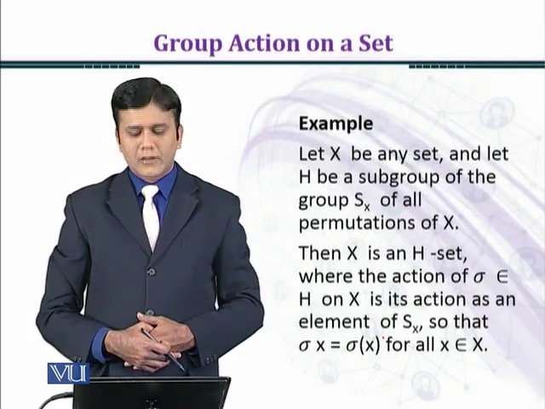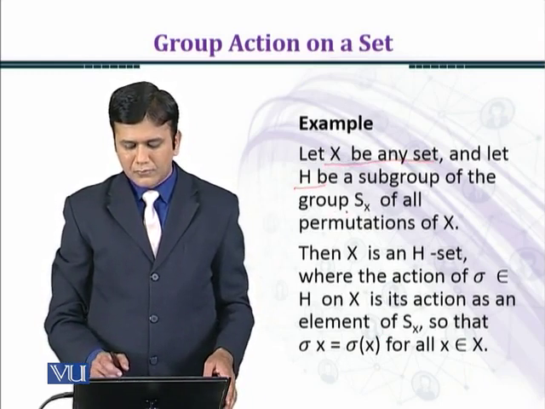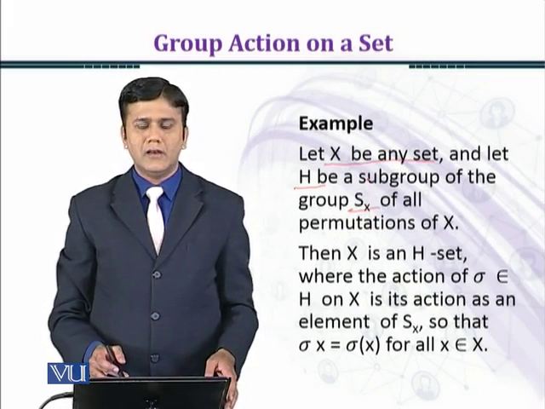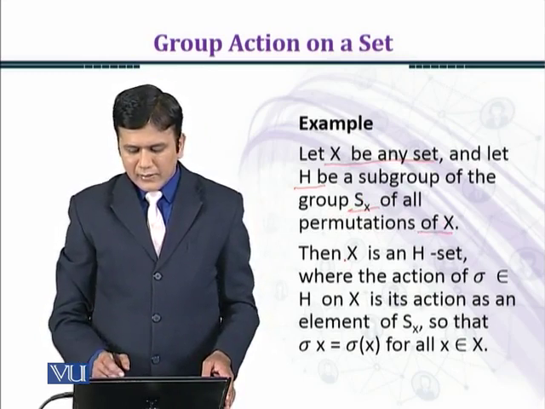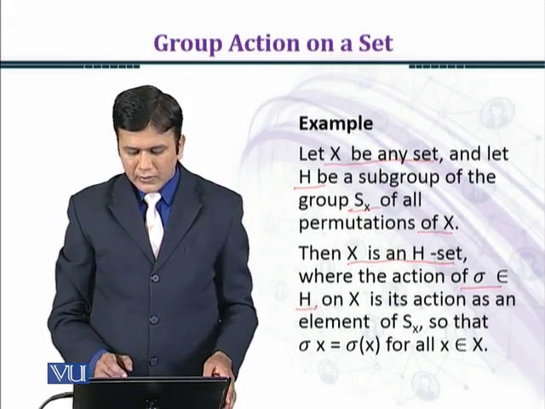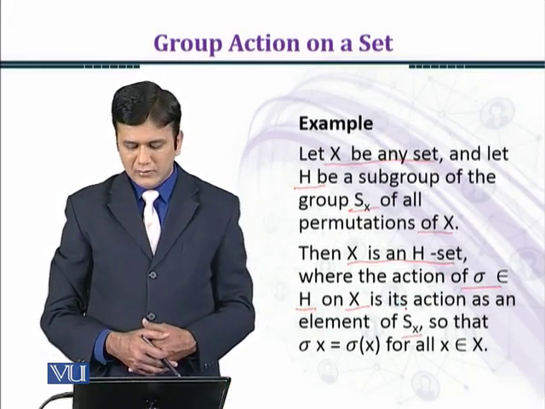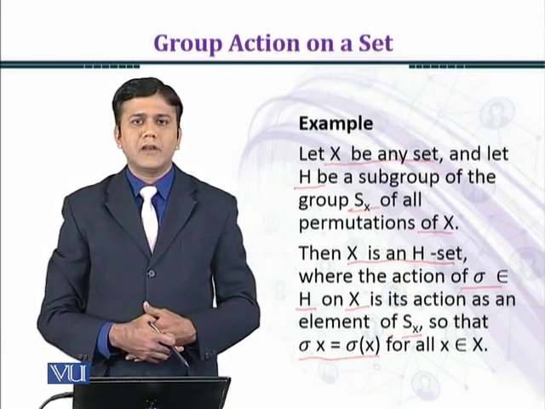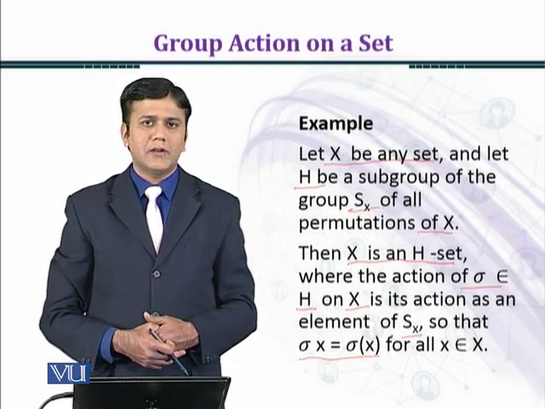Now we consider an example. Let X be any set and let H be a subgroup of the group of permutations of X, the symmetric group S_X, of all permutations of X. Then X is an H set, where the action of sigma belonging to H on X is its action as an element of S_X, so that sigma star x equal to sigma(x). Sigma is a permutation here, permutation on the set capital X.